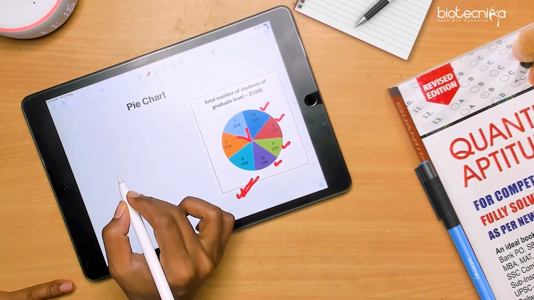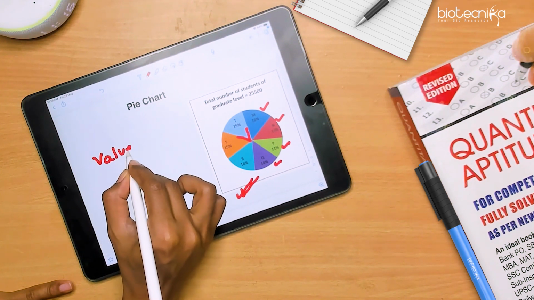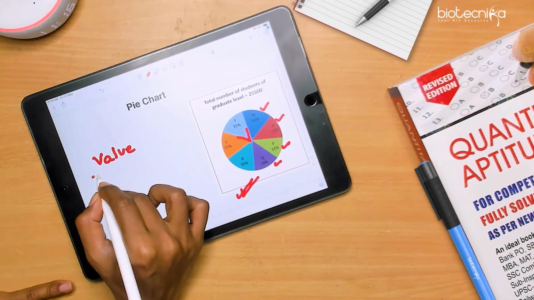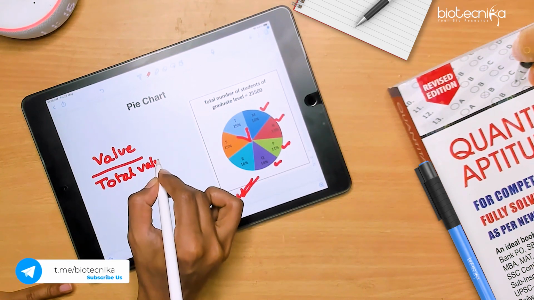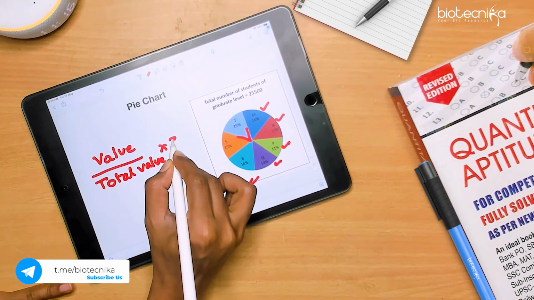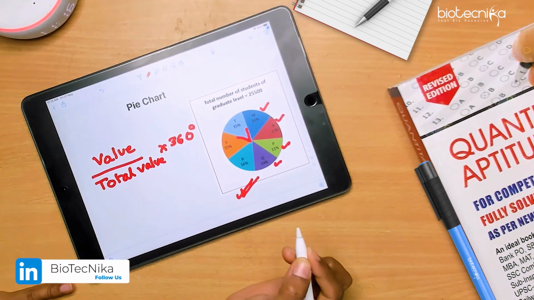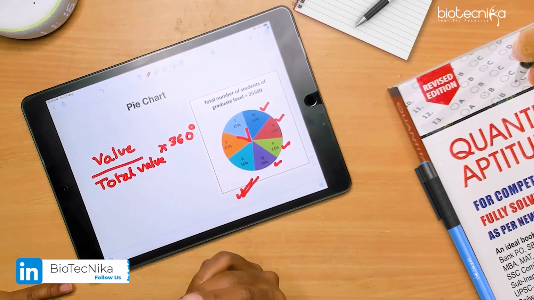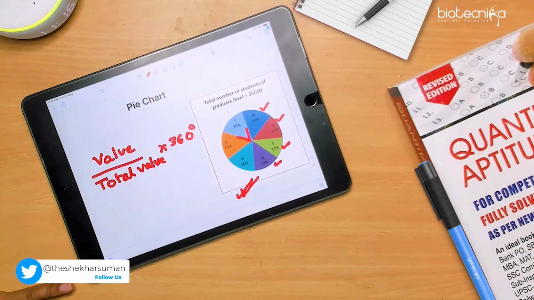The formula for this is you have to see the value of the sector or the part divided by the total value, into 360, because this whole data is represented in the form of a circle. So in terms of angle, the whole data is represented by 360 degrees. So we can say that the area of each sector will be proportional to the central angle.